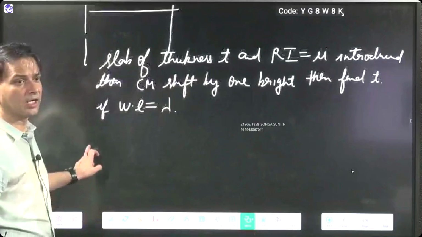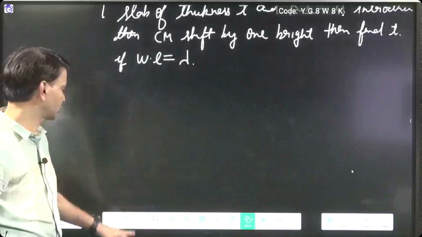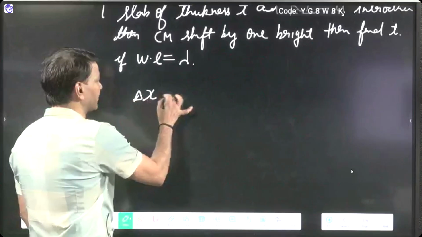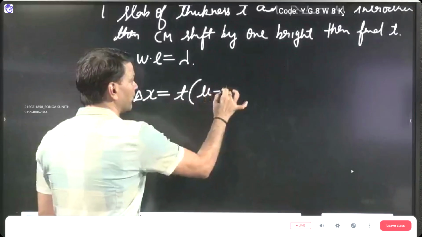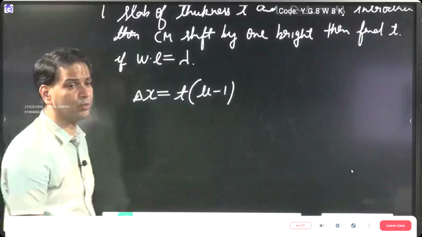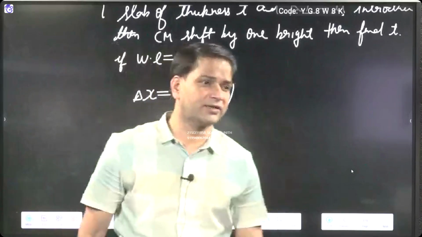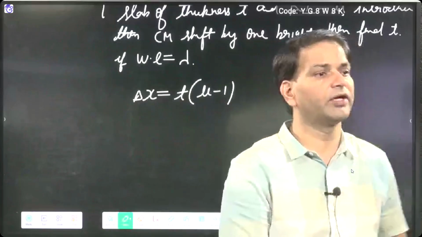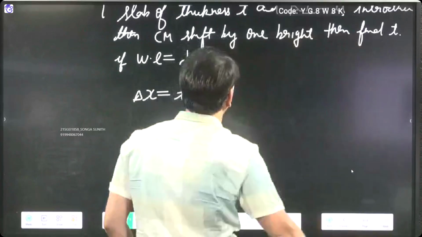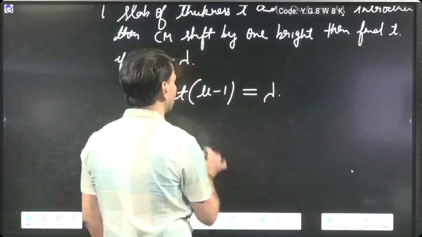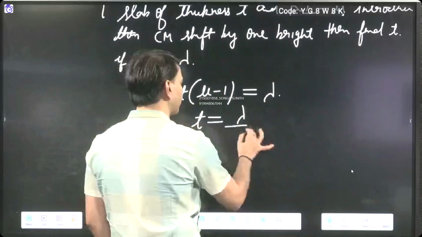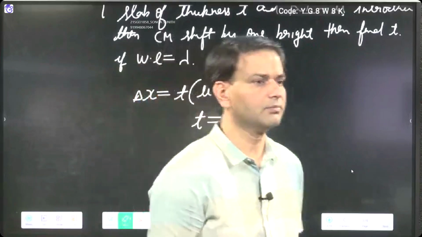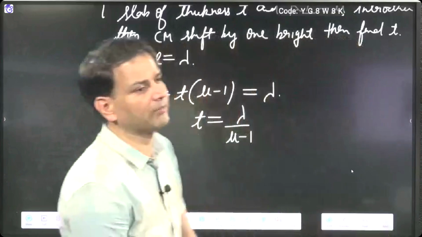Understood? Now in this question, due to the slab, what extra path difference is coming? You have to remember T into (mu minus 1). If they have given the number of bright fringes shifted, we equate it with N lambda. If they have given the distance shifted, we equate it with dy by capital D. So here, 1 bright shifted. Then what is the T you got? Lambda by (mu minus 1). This question was asked in JEE Main. Everybody got lambda by (mu minus 1).